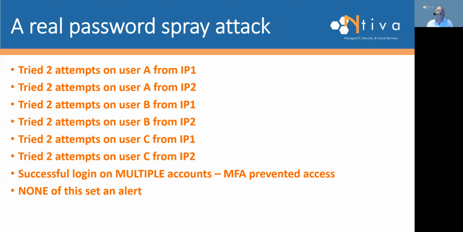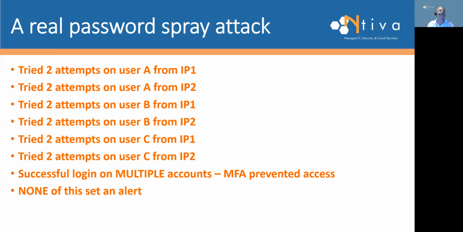But they found the passwords for some of the accounts, and we saw the successful logins. The problem with something like this is that none of those set an alert. Individual failed login attempts just don't rise to the level of getting any attention. Even 2, 3, or 4 in a row, which is what happened here.